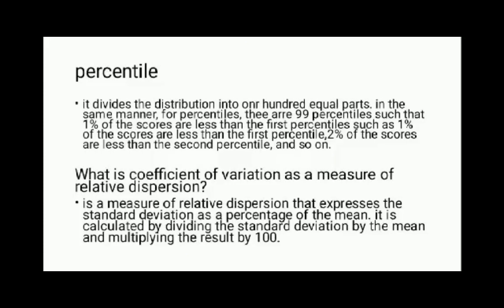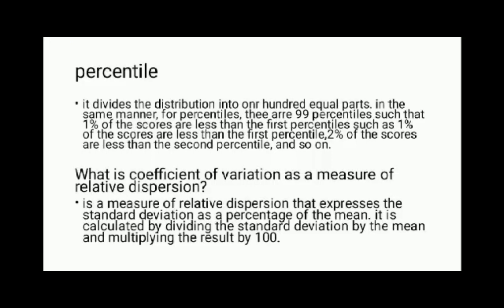Percentile. It divides the distribution into 100 equal parts in the same manner. For percentile, there are 99 percentiles such that 1% of the scores are less than the first percentile, 2% of the scores are less than the second percentile, and so on. Percentile is a statistical measure that indicates the value below which a certain percentage of the data in a dataset is found.